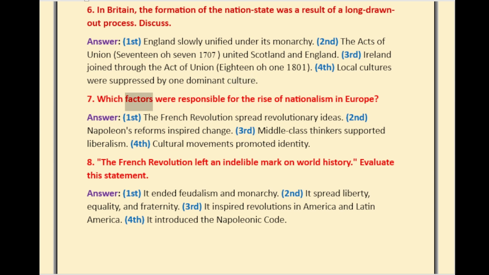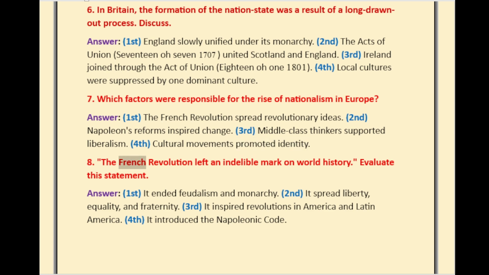7. Which factors were responsible for the rise of nationalism in Europe? Answer. First, the French Revolution spread revolutionary ideas. Second, Napoleon's reforms inspired change. Third, middle-class thinkers supported liberalism. Fourth, cultural movements promoted identity.